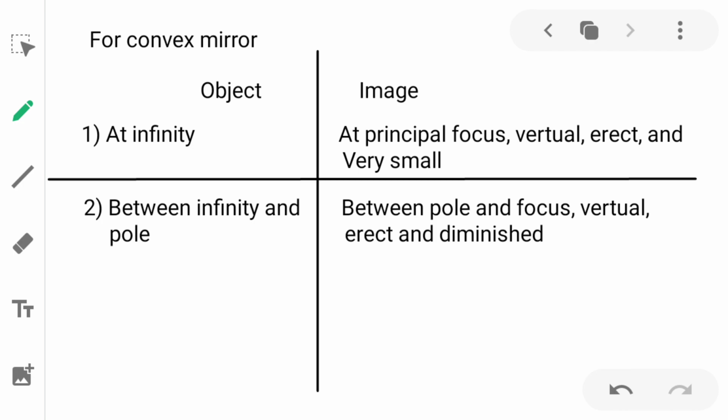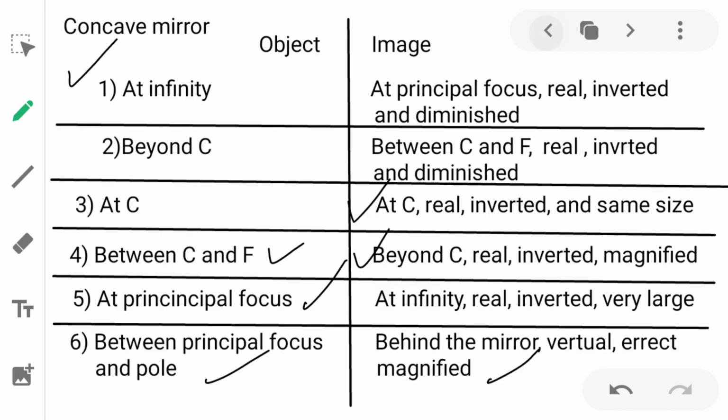Now we shall see the list of object and image, object distance and image nature for a convex mirror. For a convex mirror, if the object is at infinity, the image is formed at the principal focus, virtual, erect and very small. In case of a convex mirror, the image formed is always virtual, unlike a concave mirror, where the image formed is real. In a concave mirror, it is virtual only when the object distance is less than the focal length.